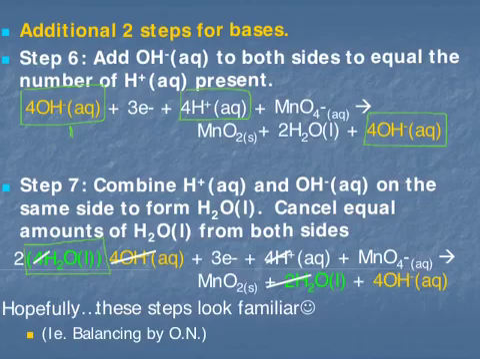But now we notice that 2 of these waters can cancel out with 2 of the waters on the right hand side. So now it's no longer 4 waters on the left, it's just 2 waters on the left. The hydroxide is no longer there because we created water, and everything looks balanced. And this is again very similar to balancing by oxidation numbers.